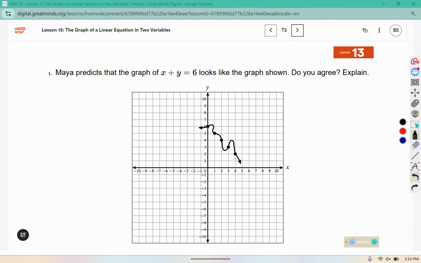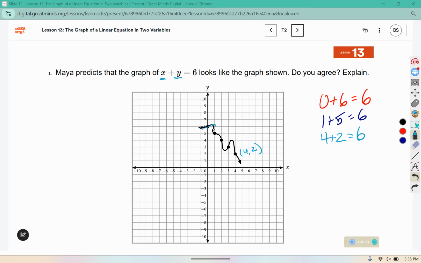Maya predicts that the graph of x plus y equals 6 looks like the graph shown. Well, she has this point 0, 6, and 0 plus 6 does work, so it is a solution. She also has the point 1, 5, and 1 plus 5 equals 6, so that is also a solution. She has the point 4, 2, so if I replace the x values and the y values with a 4 for the x and a 2 for the y, that equals 6, so that is a solution.